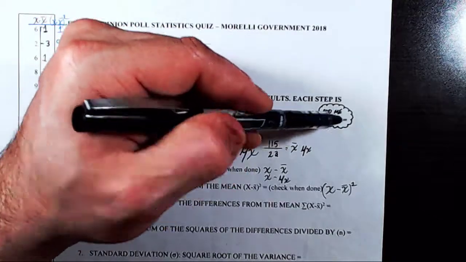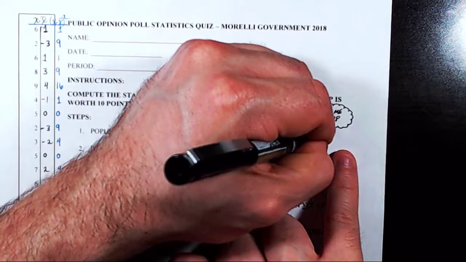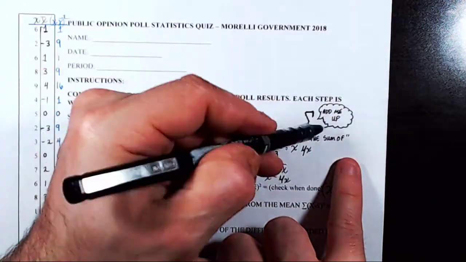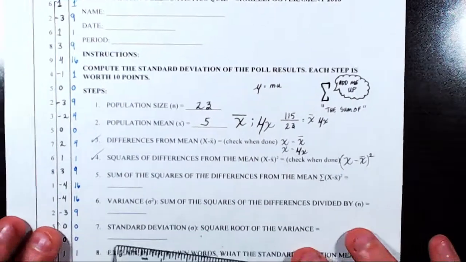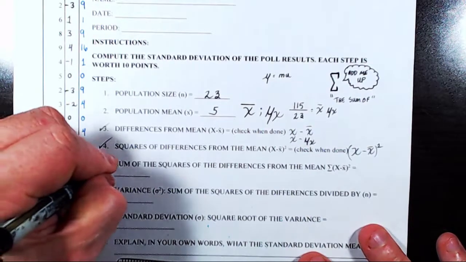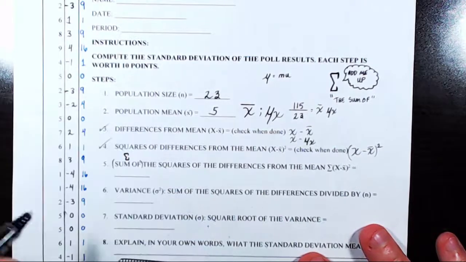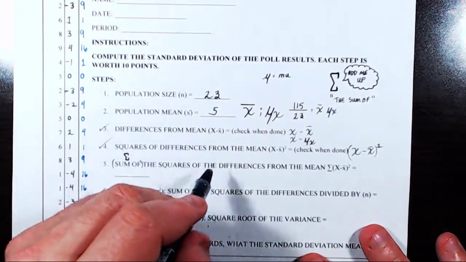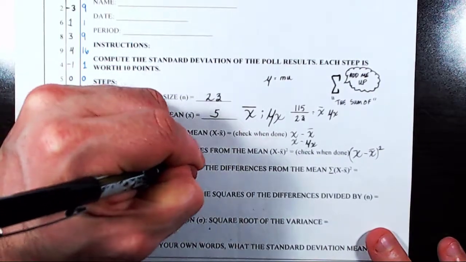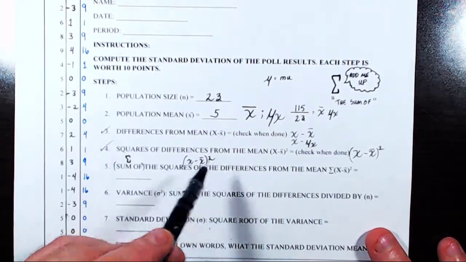It says the sum of. You can literally read this as the sum of. But I kind of like to think it's add me up. So it says here the sum of, here's sum of, that's the sigma symbol. Sum of the squares of the differences from the mean. That's represented by x minus x bar squared. The sum of x minus x bar squared.